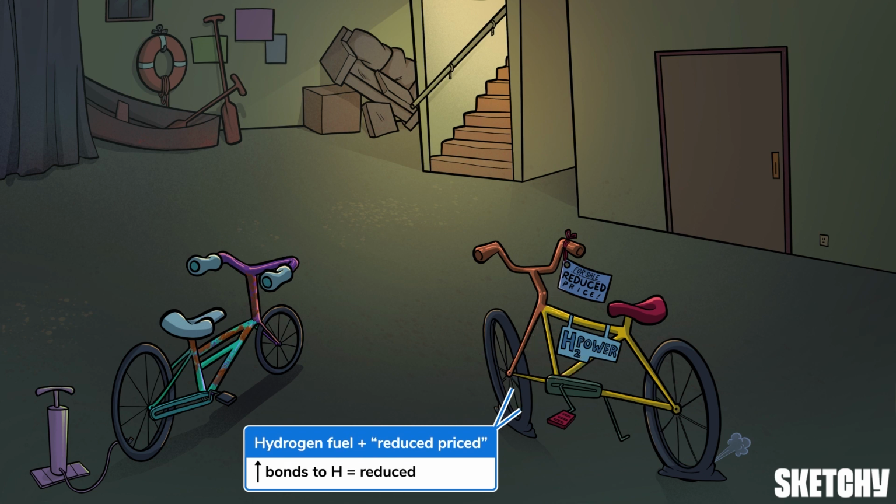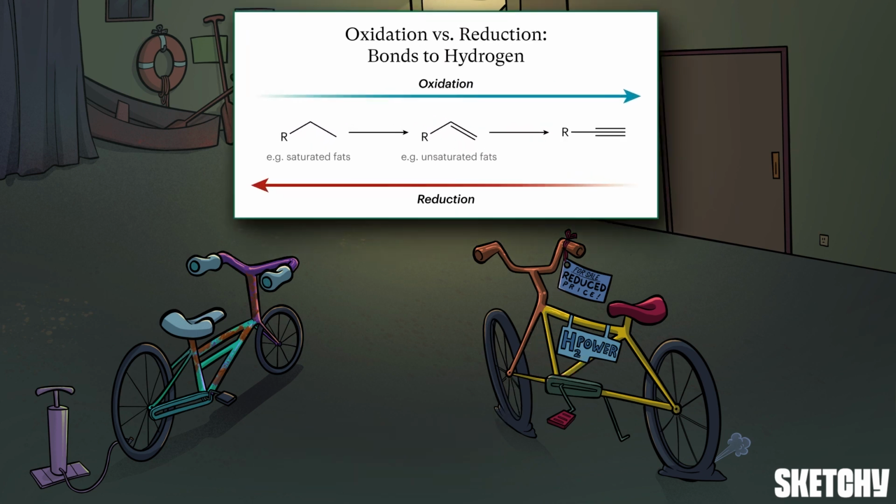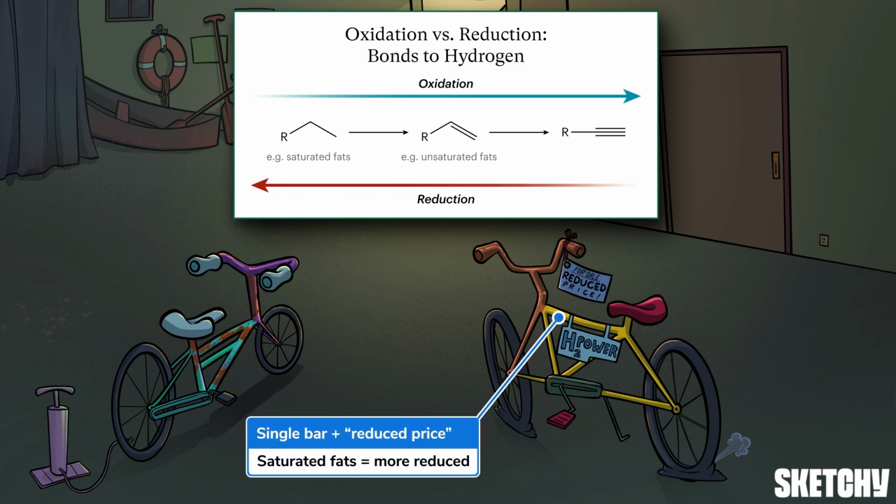This kind of accounting is most important when comparing saturated and unsaturated fats. The carbon atoms in saturated fats are fully saturated with hydrogen atoms, which makes them more reduced than unsaturated fats. No more hydrogen atoms can be added, so there are single bonds between all the carbons, just like the single crossbar in our reduction bike.